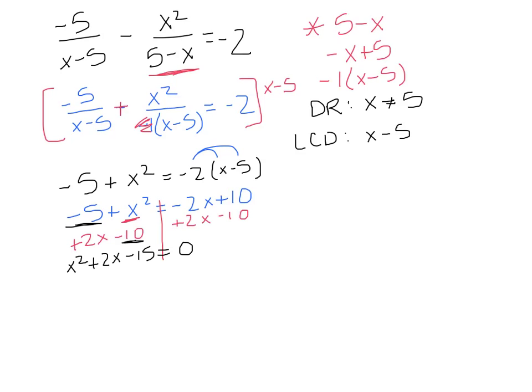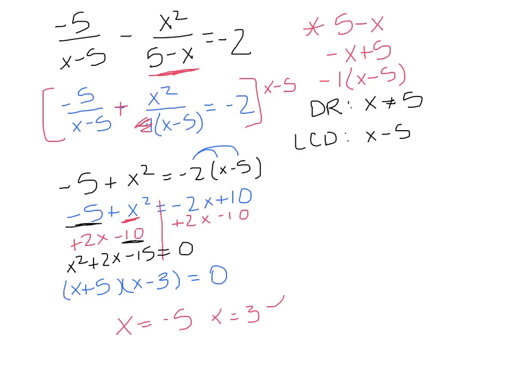So now what we need to think about is factoring. Yay! We are looking for numbers that multiply to be negative 15 and add to be positive 2. In this case, we end up with x plus 5 and x minus 3. So our two solutions for this problem are x equals negative 5 and x equals 3.